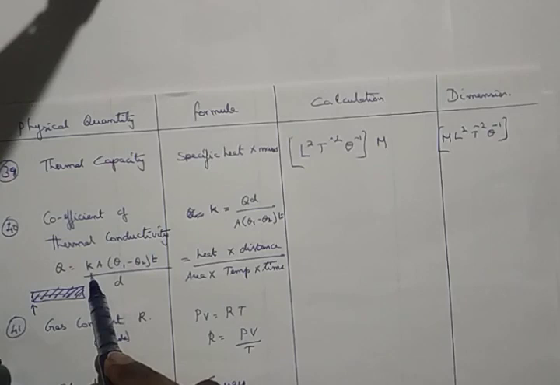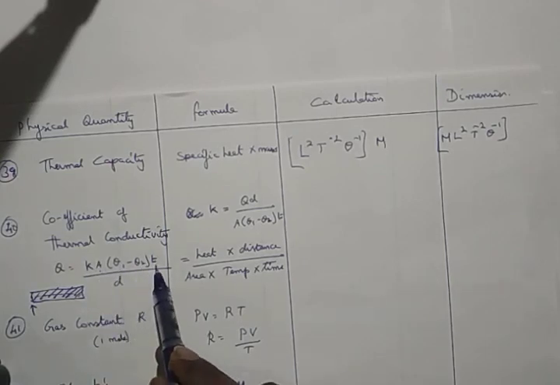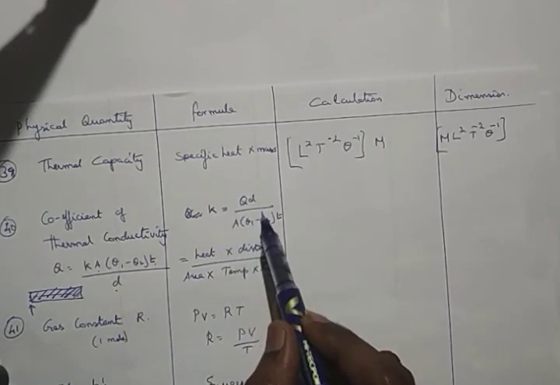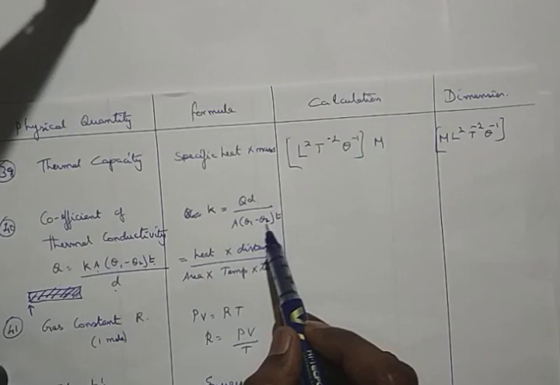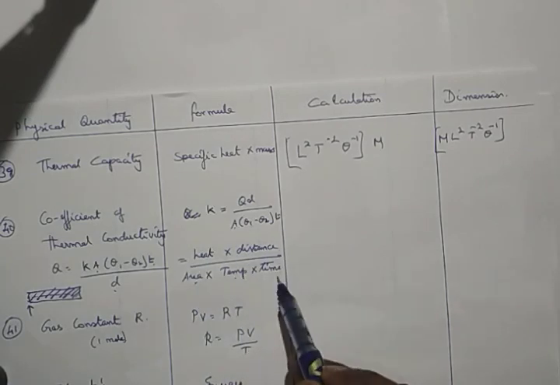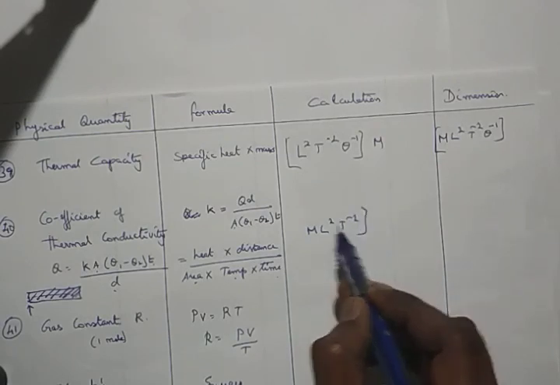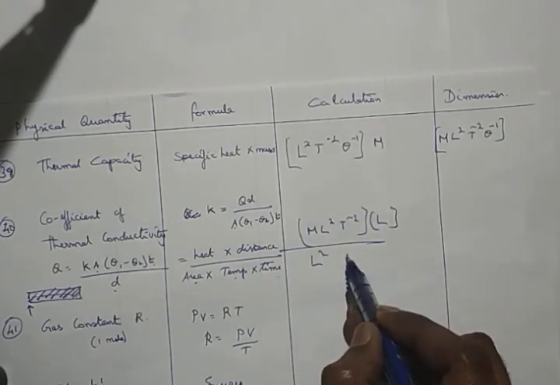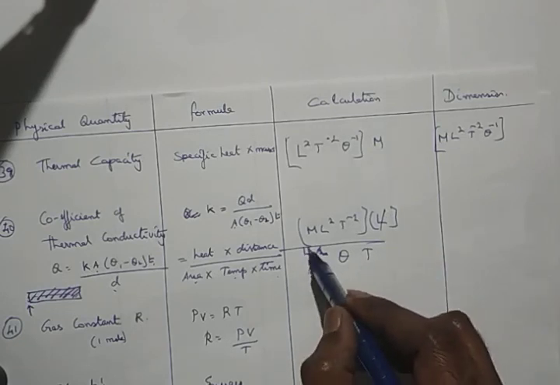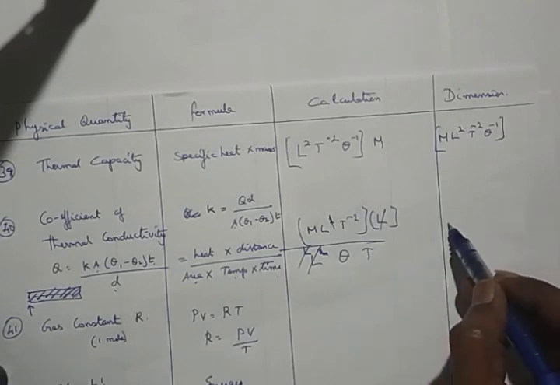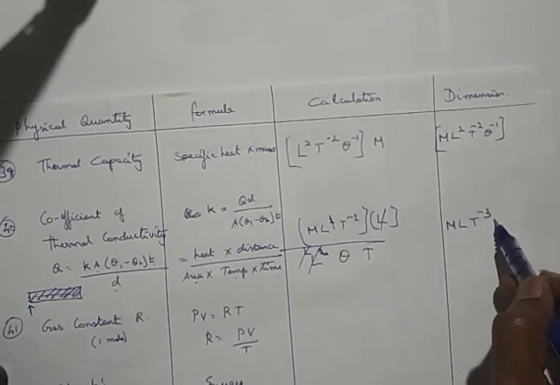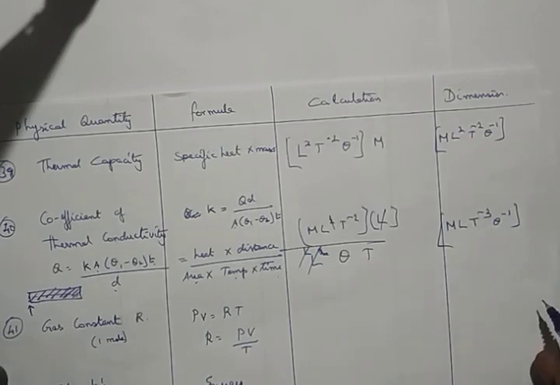Heat which is given is equal to thermal conductivity into area, temperature difference, and the time taken, upon the distance. So K, keep it here and take all the other things to the other side. Q into D, that is heat energy into distance, upon area into temperature difference into time. Q is heat, D is distance, A is area, theta is temperature, and time. Putting together the formula, heat and distance upon L2, theta and time. So here you can cancel and get only one L. This L also will get cancelled out, and you get M L. This T will go up here, so it becomes T minus 3 and theta minus 1. That is the formula for thermal conductivity.